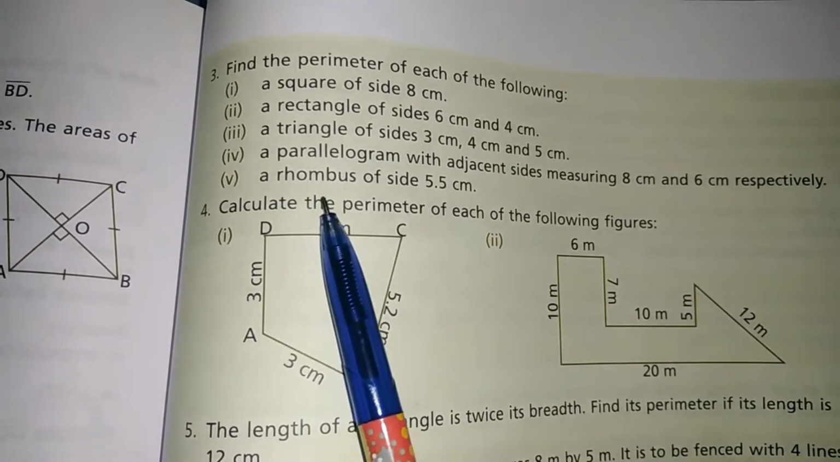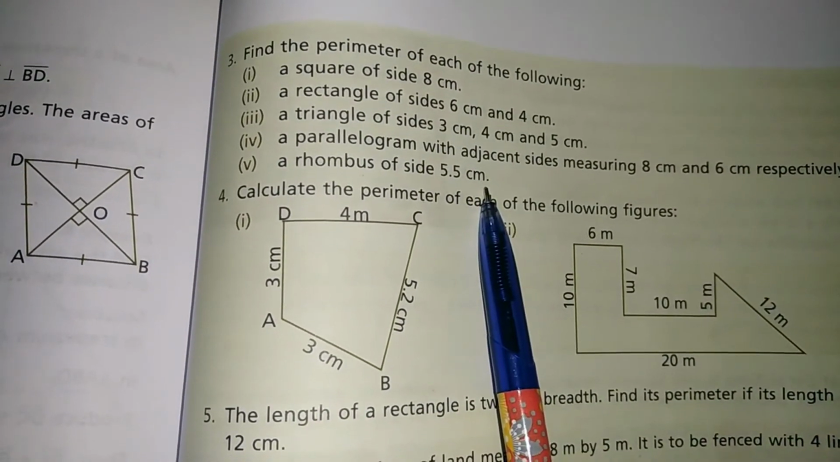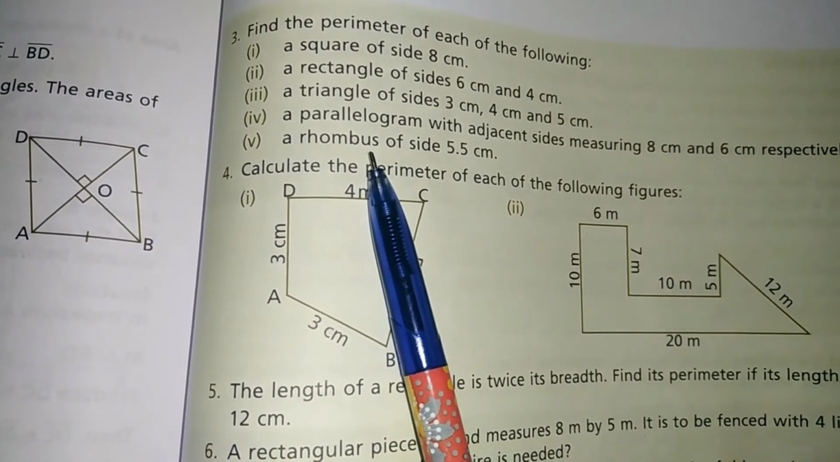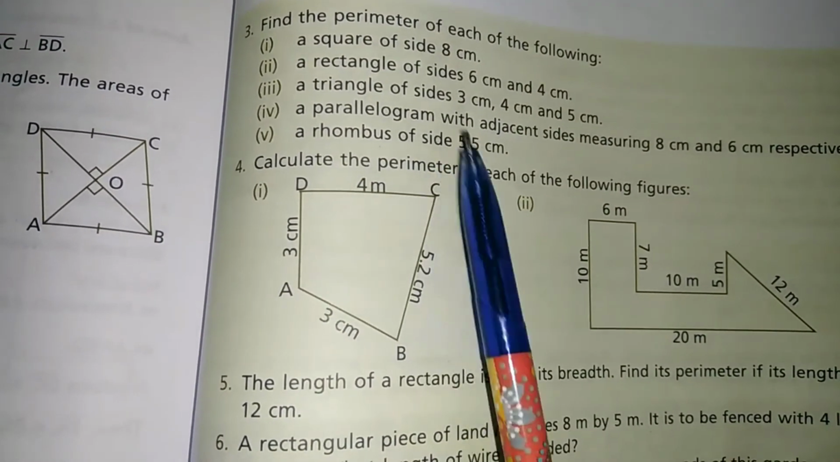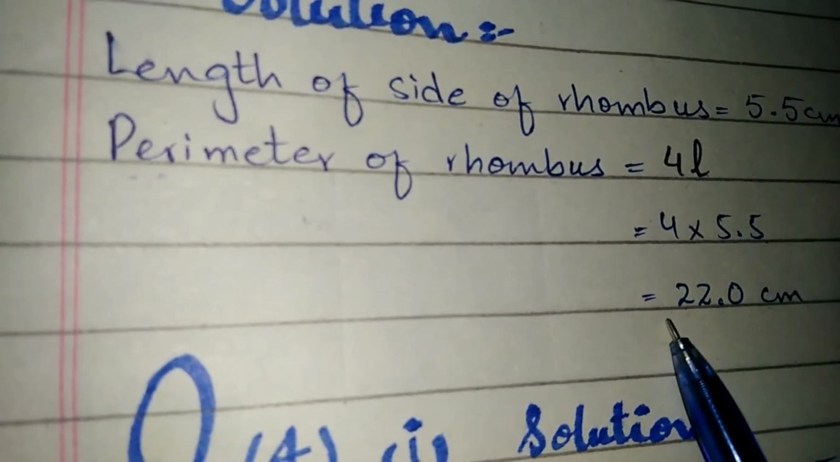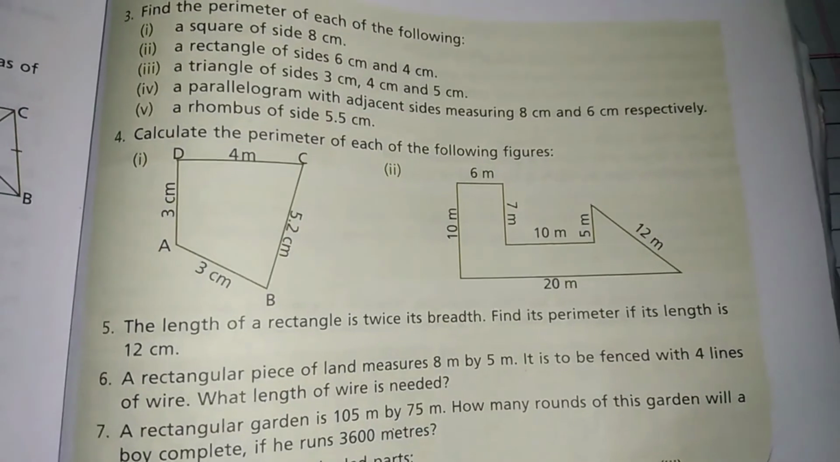Part number 5, a rhombus of side 5.5 centimeter. As we read, the perimeter of a rhombus is the same as a square. So perimeter of a rhombus is equal to 4L. So 4 multiplied by 5.5 is equal to 22.0 centimeter.